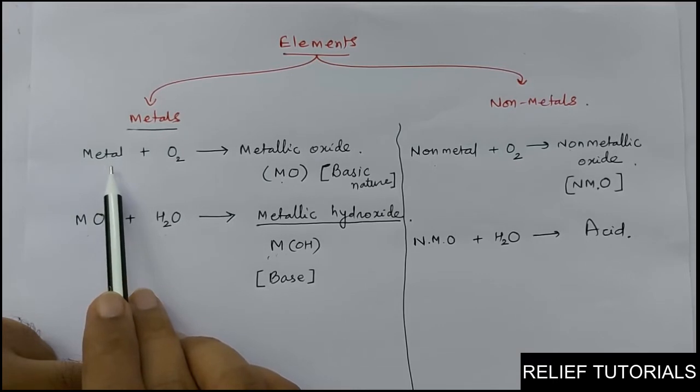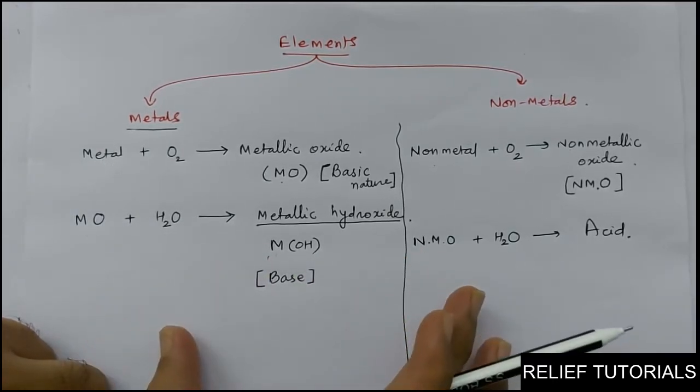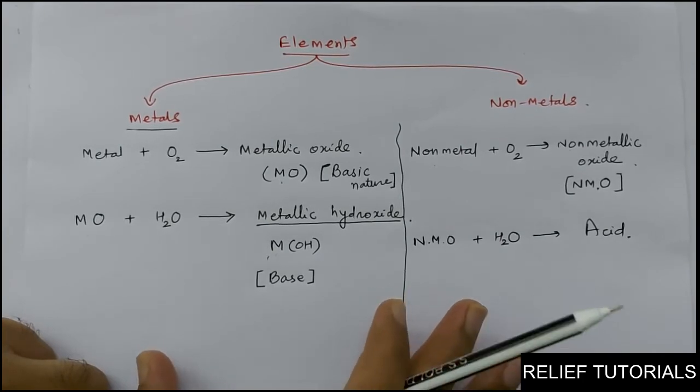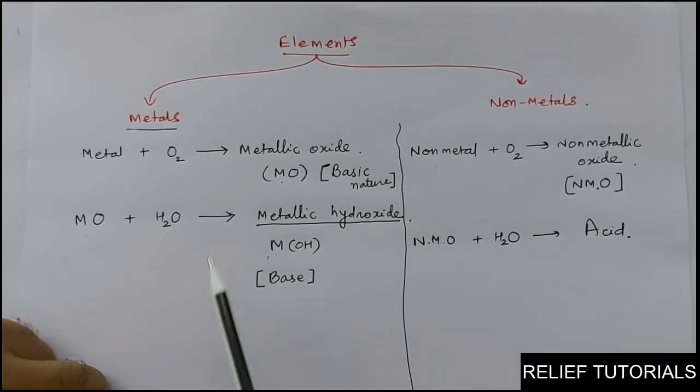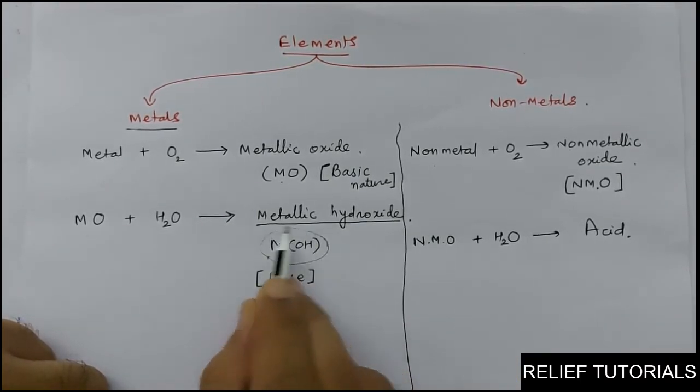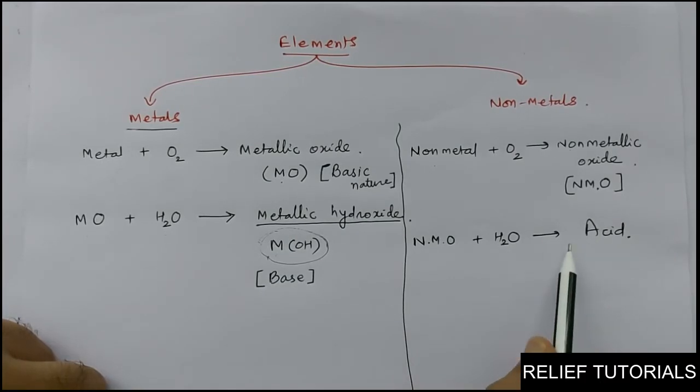Let me tell you again, this theory is used for most of the bases or acids, not all. More than 90% of bases have this format, metallic hydroxide, and more than 90% of acids have this way of formation. Some are exceptions also, but that again we are not going to discuss here.